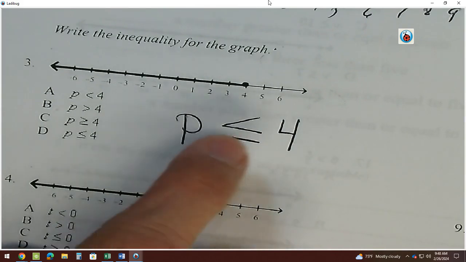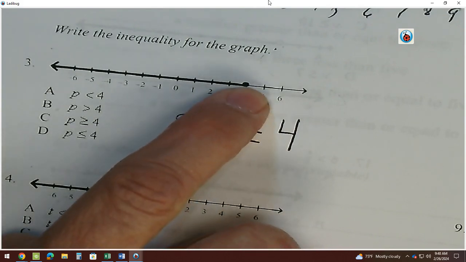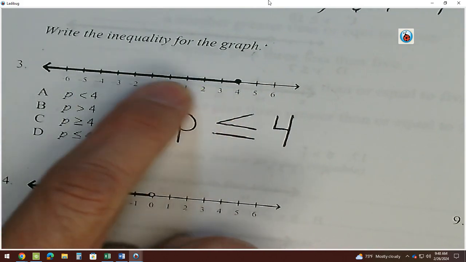No. But is 4 equal to 4? Yes. Good. So the first one worked. Let's go test somebody else. Who do you want to test?